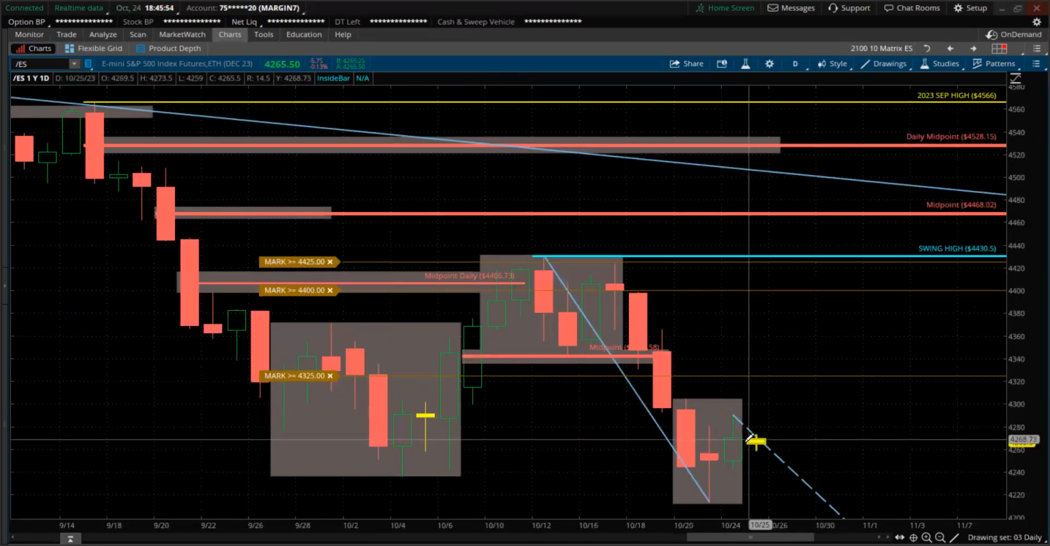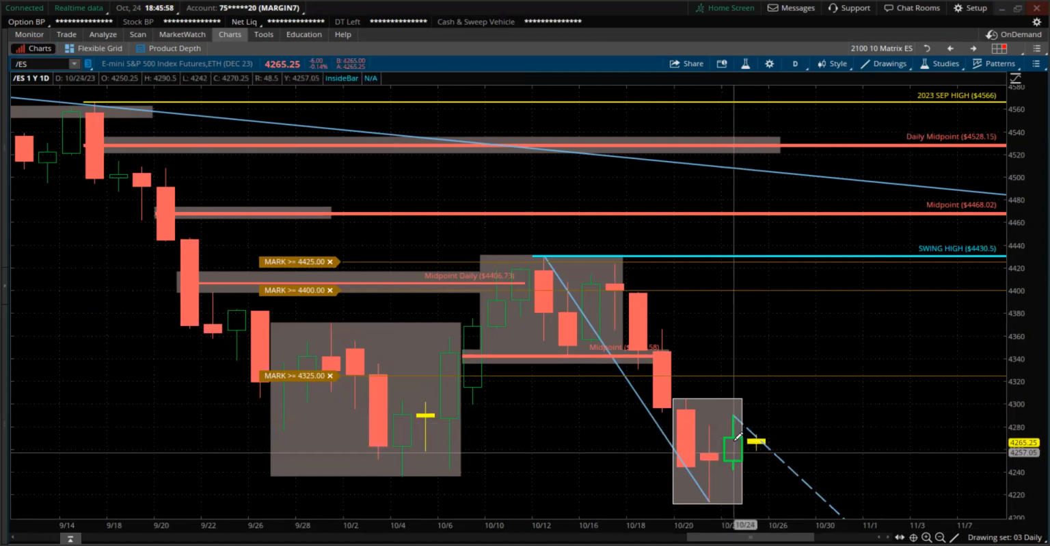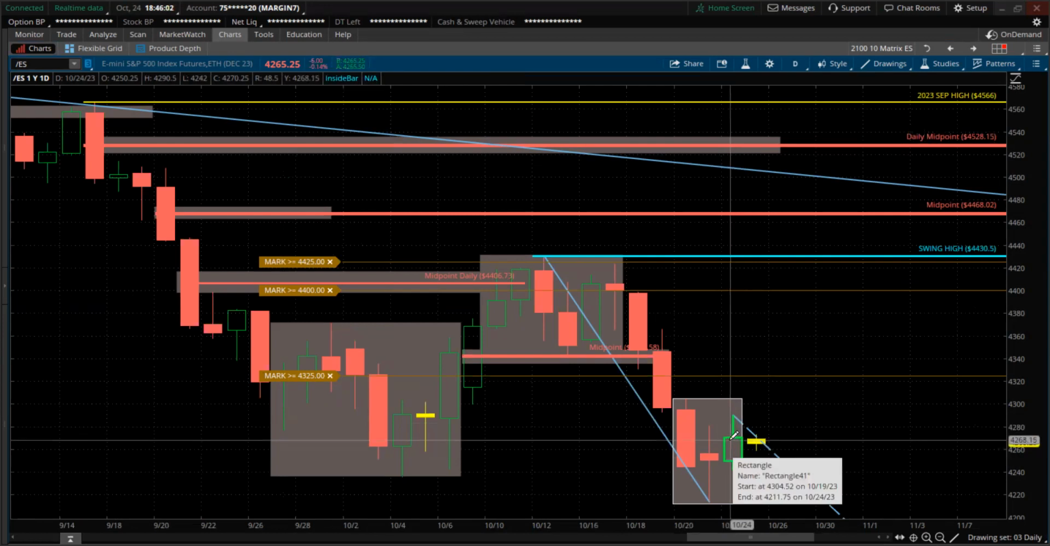And currently the price action has not taken out the higher low the prior day. Prior day being the one that closed today. Right there, that green candle. In the futures, it closes at 5. The equity market closes at 4.